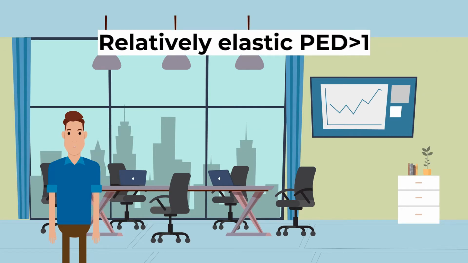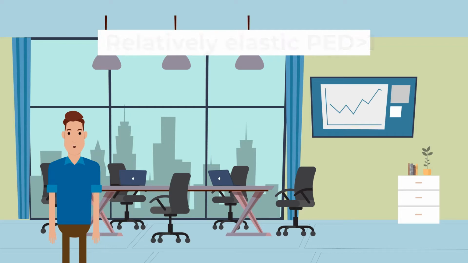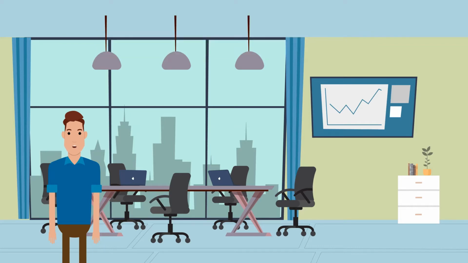Relatively elastic PED is where PED is greater than 1. Quantity demanded changes by a larger percentage than price, so demand is relatively responsive to price. The curve will have a gentle slope. This means a small change in price will lead to a large change in quantity demanded.